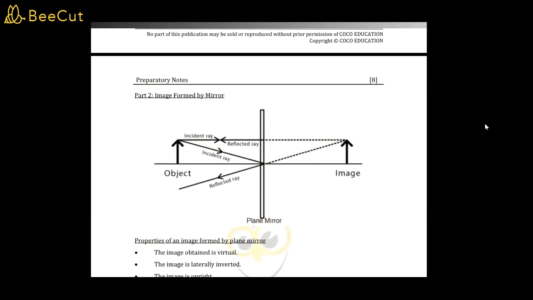Next, we have the image formed by the mirror, where we are going to explore the principle of optics and how mirrors form images. This topic will help you understand how light interacts with reflective surfaces. One of the very important laws that you're going to learn from this topic is the law of reflection, which tells us that the angle of incidence equals the angle of reflection.